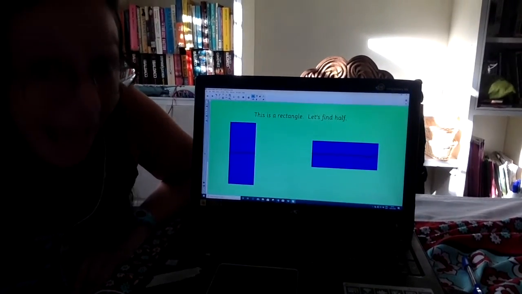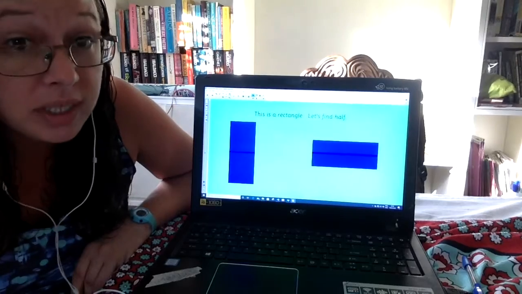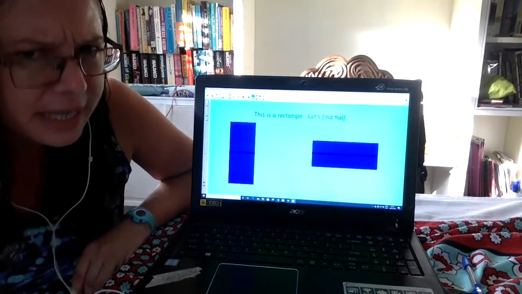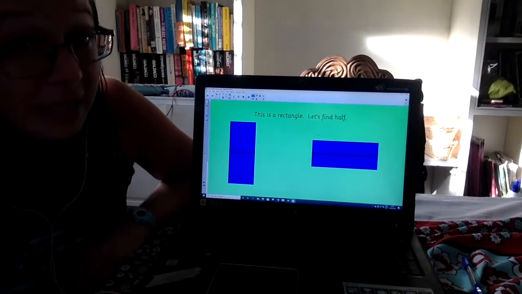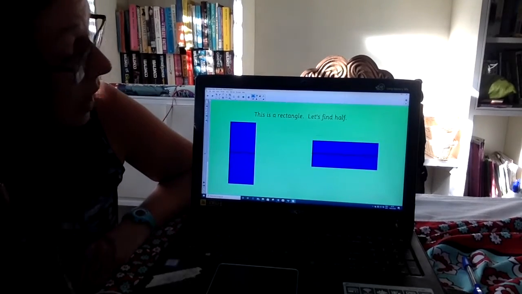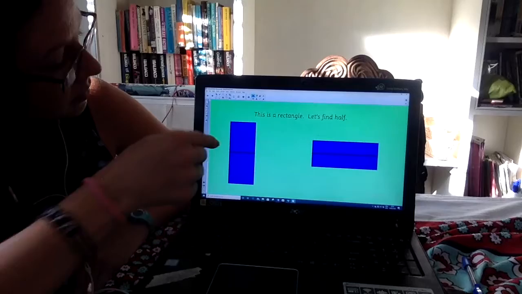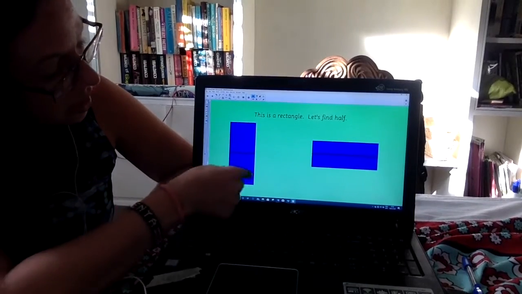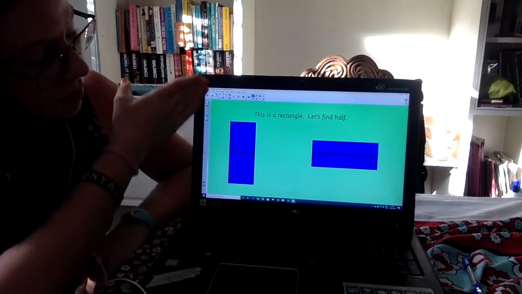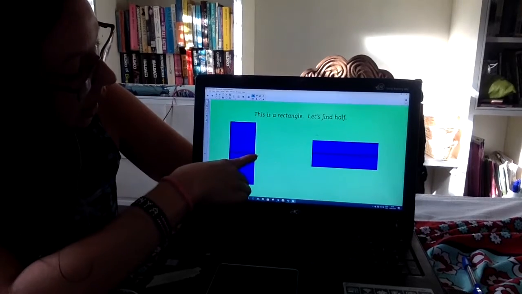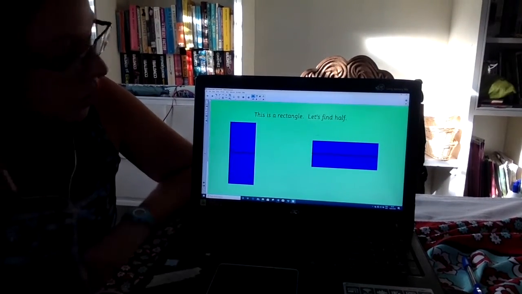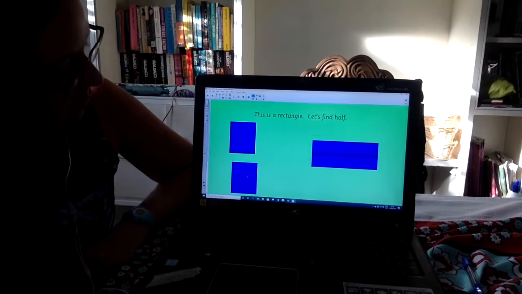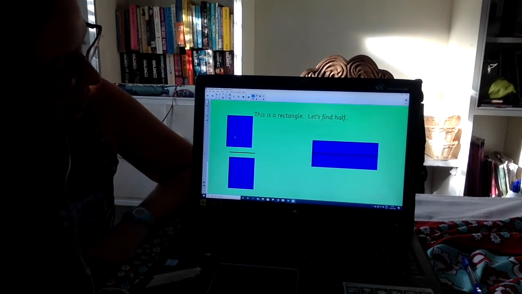When we find a half of something, we want to split it exactly into 2. Here, I found half of the rectangle in 2 different ways. When the rectangle is vertical, going up and down, I put a line directly across the middle. So I have 2 halves. 1 half and 2 halves.